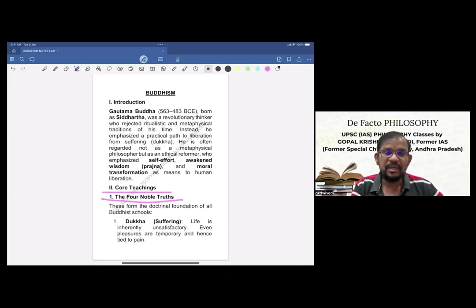First, that is dukkha, or suffering. The first truth is that life is inherently unsatisfactory. Even pleasures are temporary and hence tied to pain. So this is the first truth of Buddhism, that there is pain even in pleasure, basically. That's what Buddhism says.